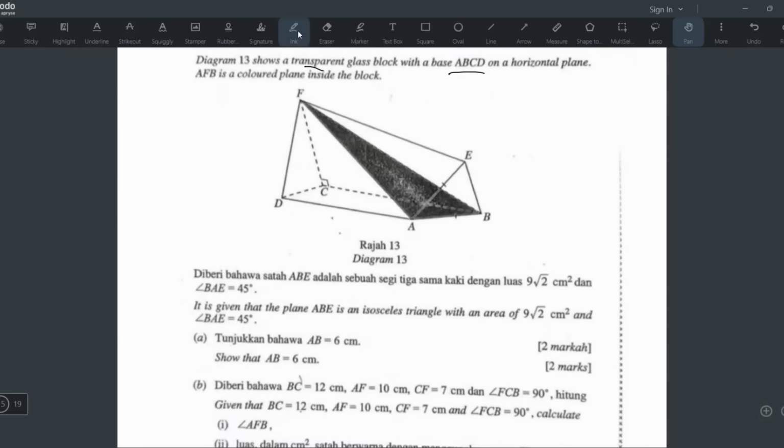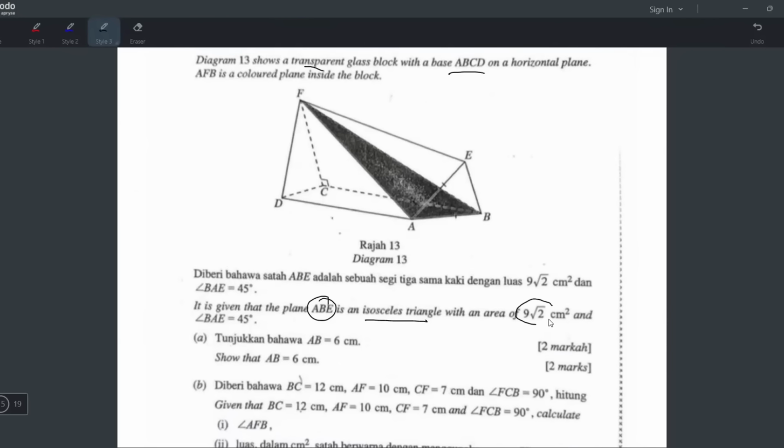Let's read below. Okay, given that the plane ABE is an isosceles triangle with an area of 9 square root 2 and angle BAE is 45. Okay, let's go find the ABE plane. ABE plane, or this one. Okay, and it says it's an isosceles. So yeah, they got the 2 lines here also. So this side and this side must be the same length. And the area is 9 square root 2. So I think I have to write this down because it's important information.